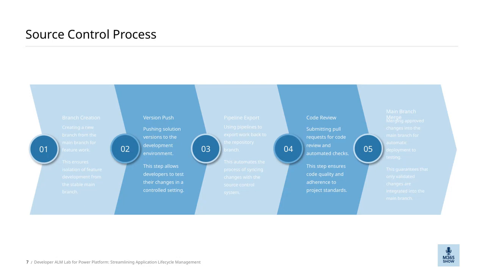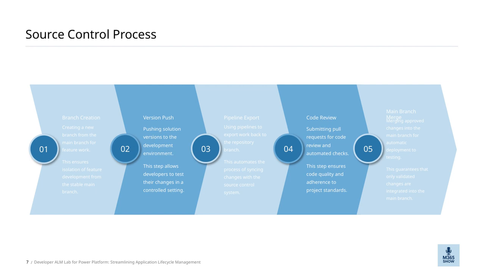First, creating a new branch from the main branch is essential for feature work. This approach helps us keep the development of new features isolated from the stable, tested main branch. It's a best practice to prevent any unfinished or unstable code from affecting the core product.